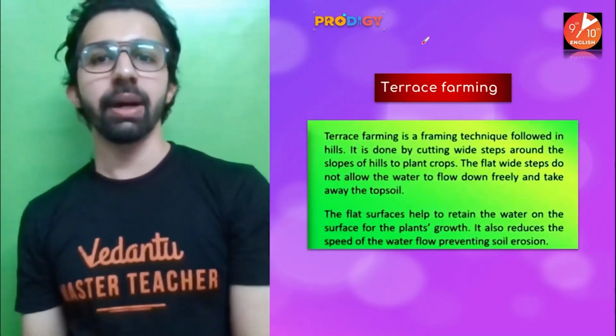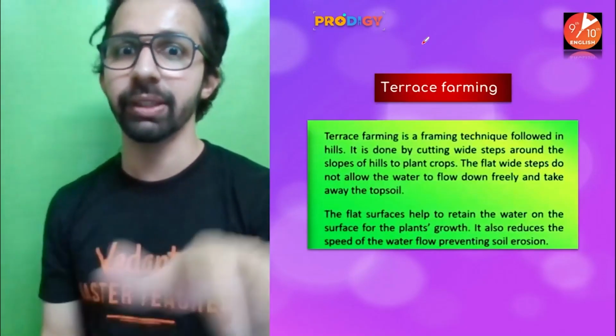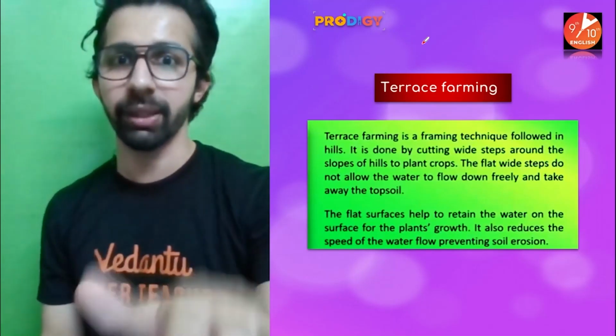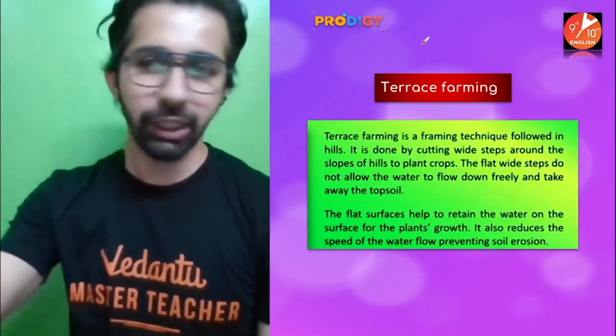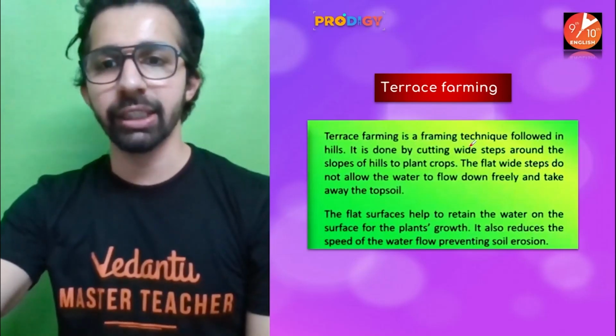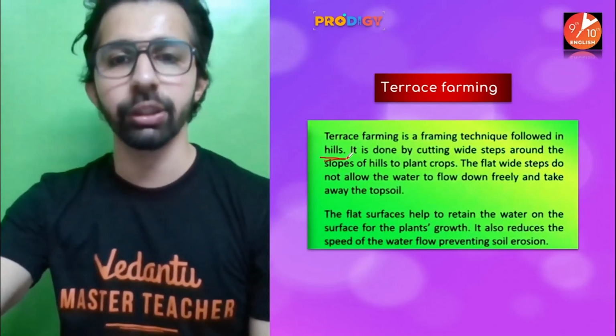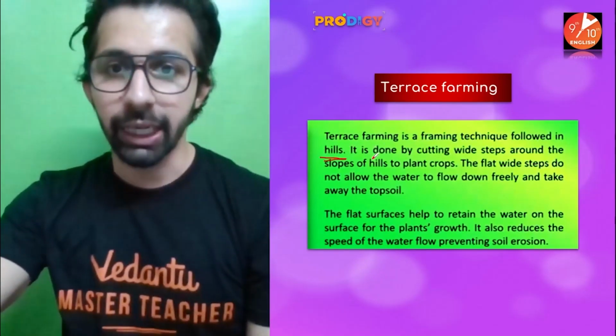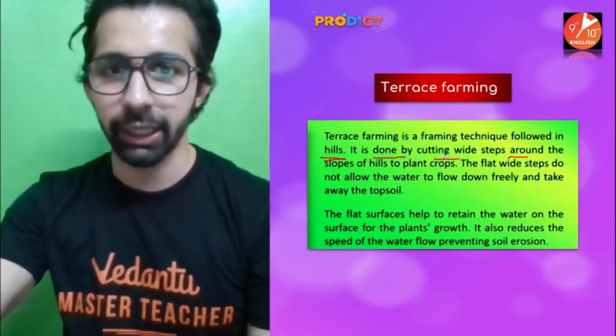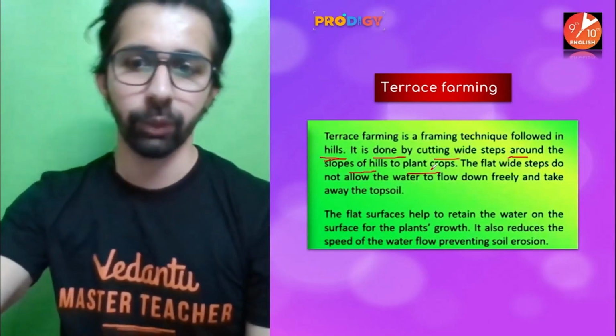First thing, guys, terrace farming. In my last session, I explained everything in detail about terrace farming and contour ploughing. Do you remember? Okay, once again, I will tell you. What is terrace farming? Terrace farming is a technique followed in the hills. So it is only followed in hilly regions. It is done by cutting wide steps around the slopes of hills to plant crops.